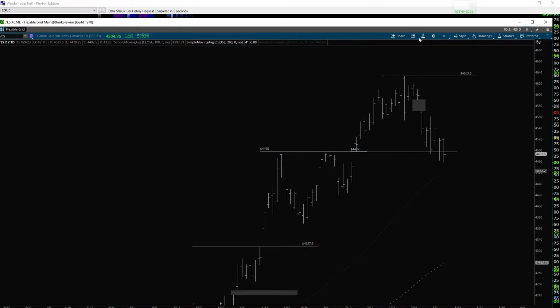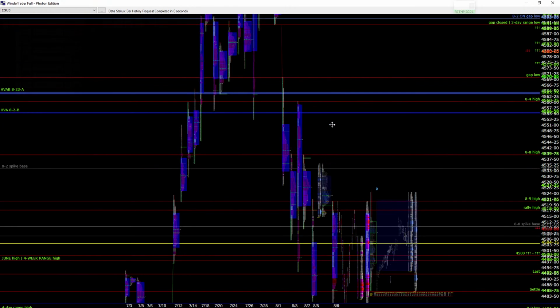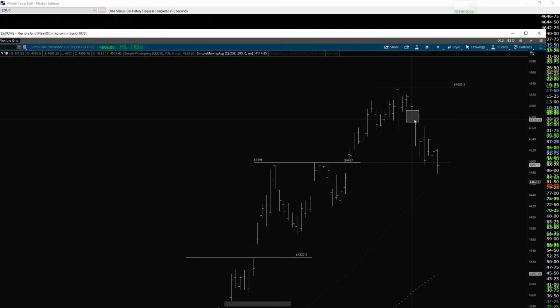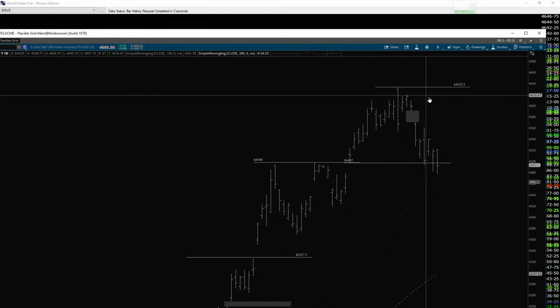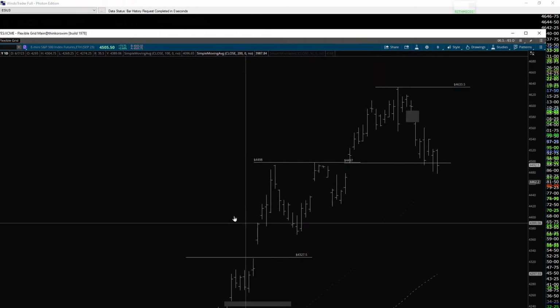But from the market profiles, this high was made in the overnight. That's one thing. And the other one is we have a big gap here. We have one range here and another range here.